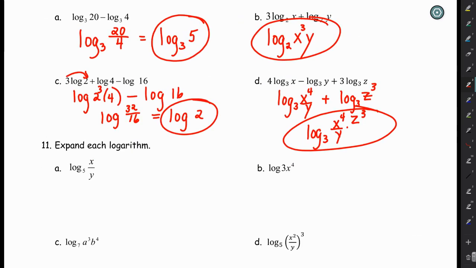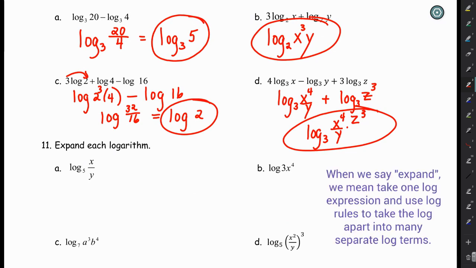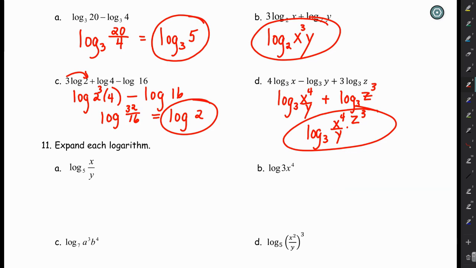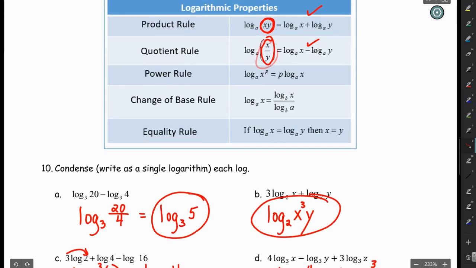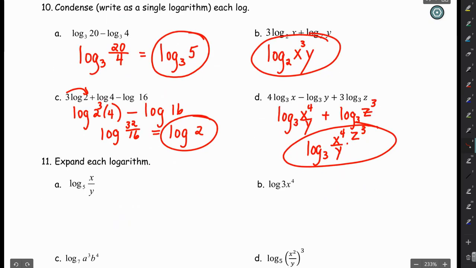So this time, instead of condensing, instead of writing it as a single log, we want to expand. So we're going to have the word log at least 2 times in our expansion. Now, we have x divided by y. When we expand a log, if we have division, we're going to have subtraction. So we're going to have log base 5 of x minus log base 5 of y.